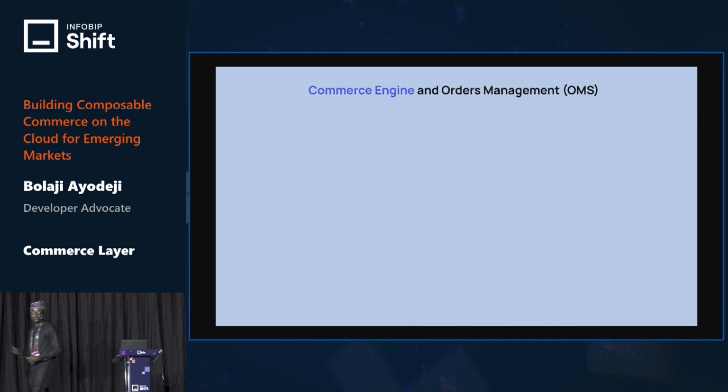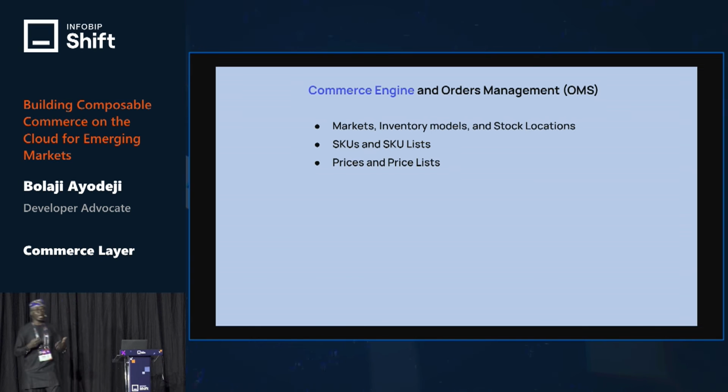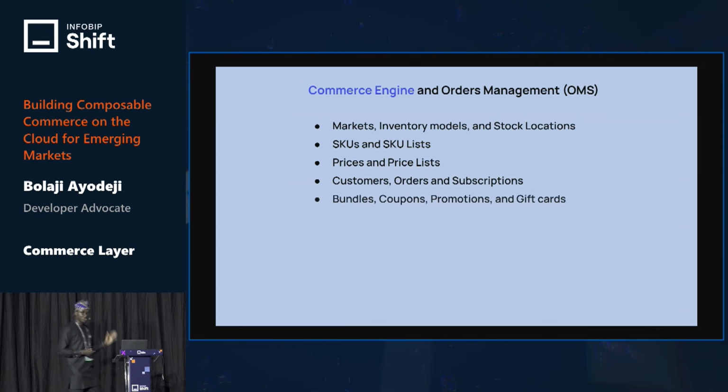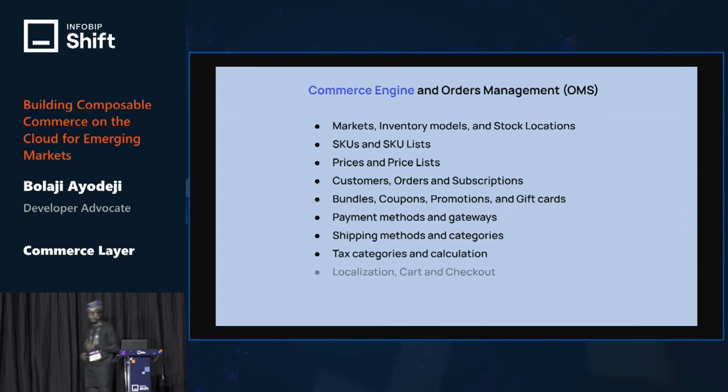And on the side, you would then have your commerce engine and your order management system. At this phase, this is where you manage your markets, inventory models, stock locations. You manage your SKUs, SKU lists, prices, and all the commerce resources you can think about when it comes to e-commerce. I have all of them listed out here, right?